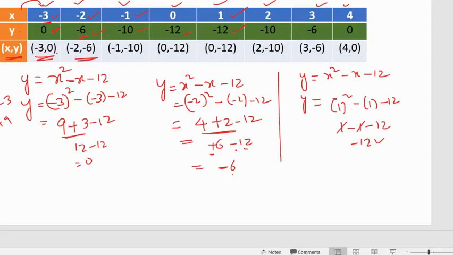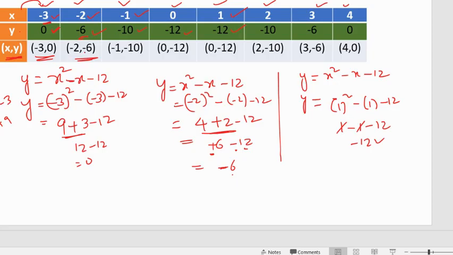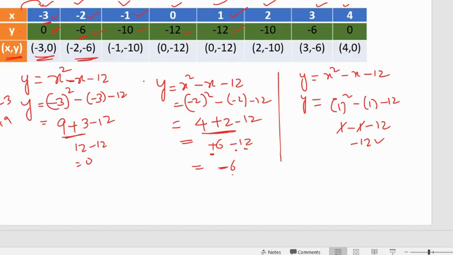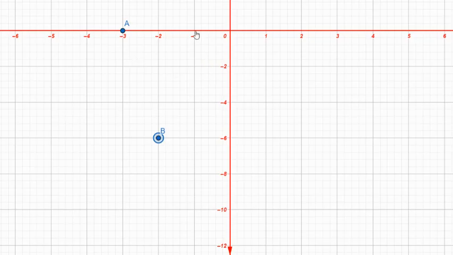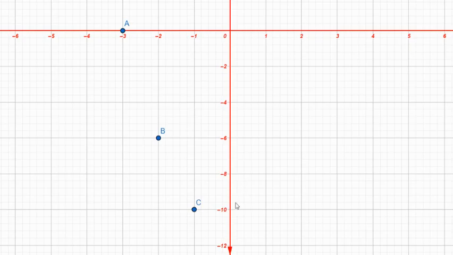So minus 3 comma 0 we plot in the graph. It is a point on the x-axis, because y coordinate is 0. Now we will plot minus 2 comma minus 6. So minus 2 on the x-axis and minus 6 on the y-axis. Wherever the intersection of minus 2 on the x-axis and minus 6 on the y-axis is, that is the point. Now the third point, which is minus 1 comma minus 10. Minus 1 is on the x-axis, minus 10 is on the y-axis. The point lies here. And the fourth point is 0 comma minus 12. 0 is x, and y is minus 12. So represent y value minus 12 on the y-axis.